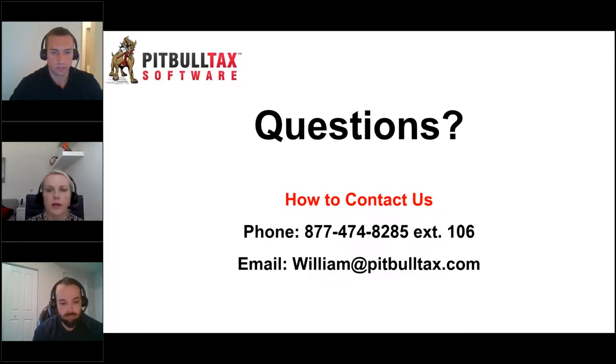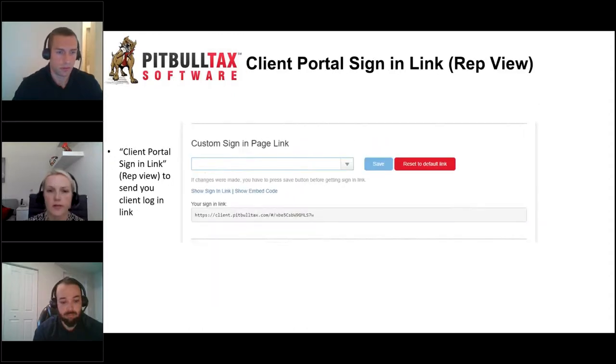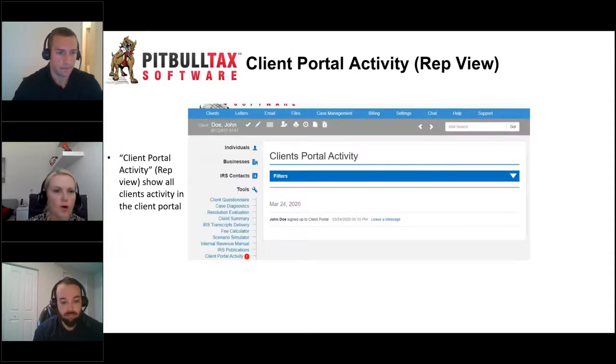All you see in the client portal activity is a red exclamation point next to it. That means there is some activity. So, exactly, a red exclamation point in the circle. And once you click on it, you can see what is there, whether a client shared a file with you or there is a chat message waiting for you. You can answer it at any time.